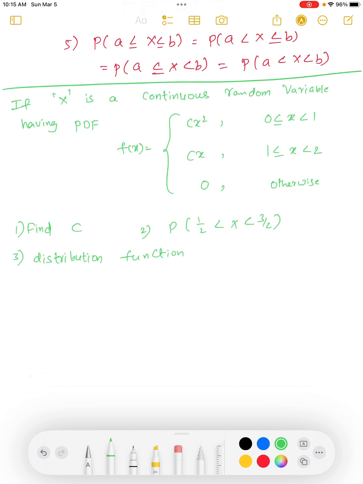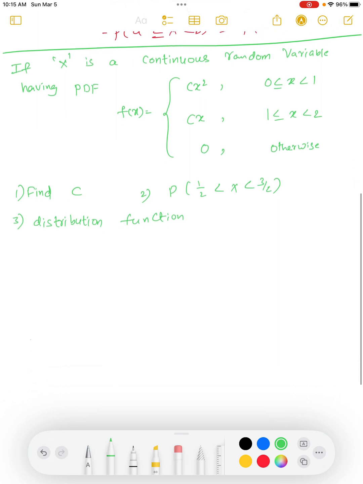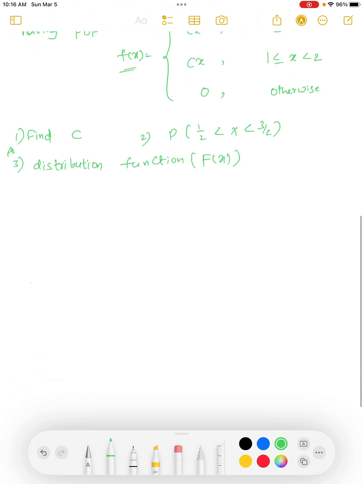So let's do a problem. If x is a continuous random variable having PDF small f of x equal to cx square between 0 and 1, cx between 1 and 2, and 0 otherwise. We'll find the constant c, the probability from 1 by 2 to 3 by 2, and the distribution function, which is very important. Here we have f of x, and we will calculate capital F of x from small f of x. Okay, let's do the first one.